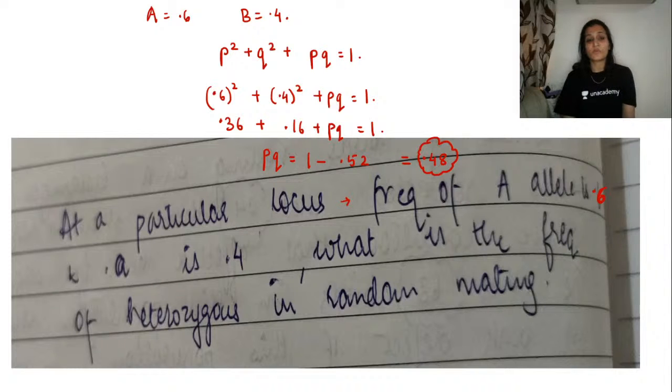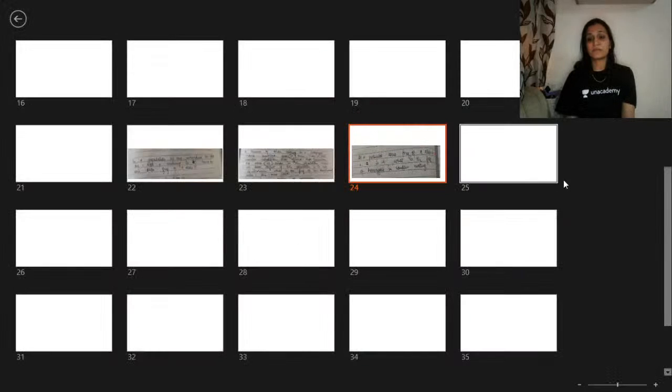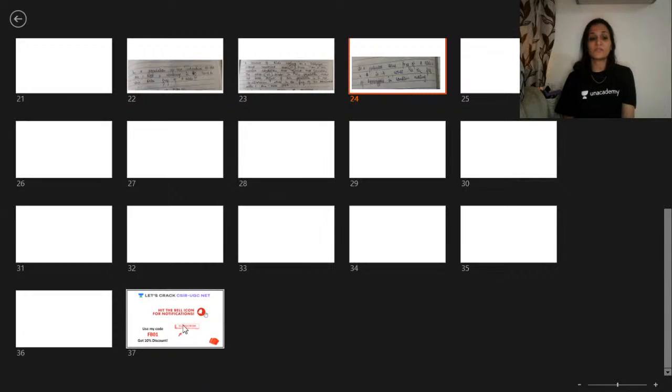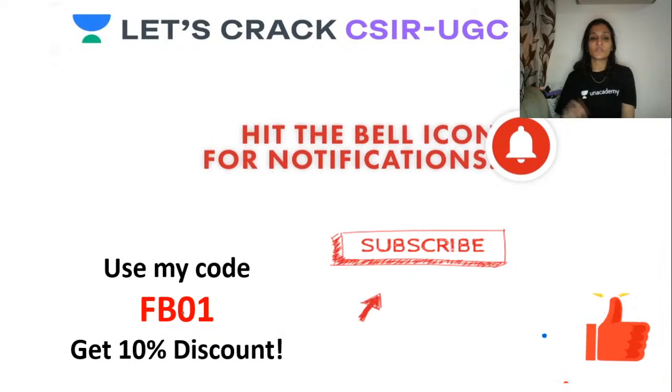So this is how you are going to solve the questions of Hardy-Weinberg equilibrium. You should first of all identify what is given. If you understand what is given, whether it is the genotype frequency or the allele frequency, it will be very easy for you to understand and solve your question. So try to solve as many questions as you can in Hardy-Weinberg equilibrium, as this is one of the short questions usually asked.